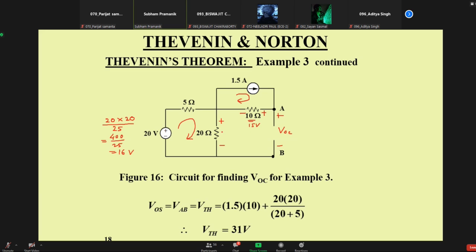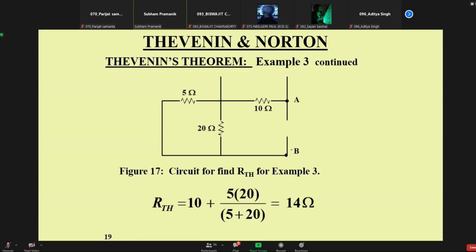15 volt. So we have 16 volt here, we have 15 volt here. Adding these two, we get 31 volt. That's the open circuit voltage, VOC or VTH, whatever you want to write. So that's the first thing that we should do.